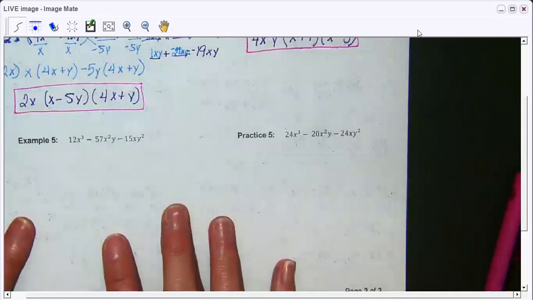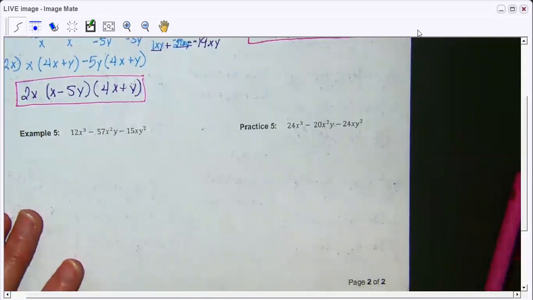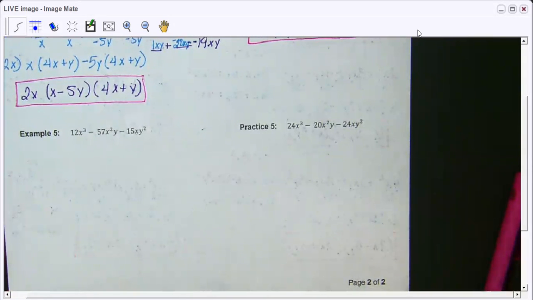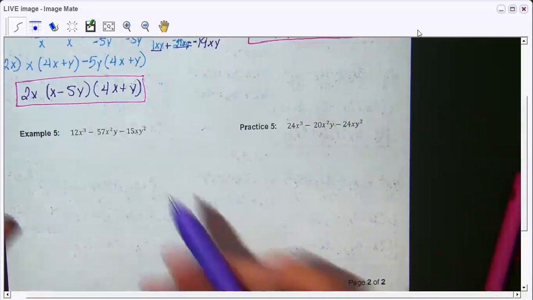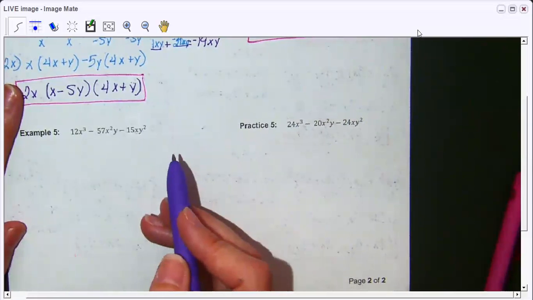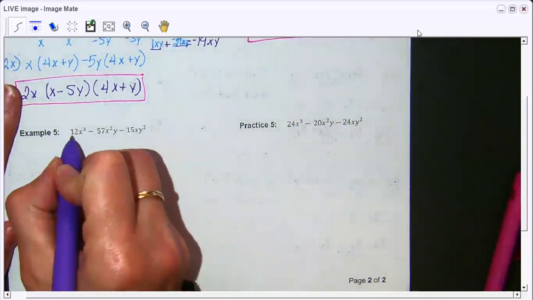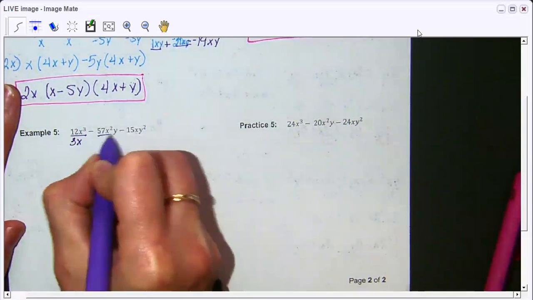So we're going to move down to example 5. It looks like example 5 is going to be similar to example 4 up here. So let's go ahead and work this out. We need the greatest common factor to be factored out first. Does anyone know what that is? Okay, the greatest common factor is 3x. So we're going to divide everything by 3x.